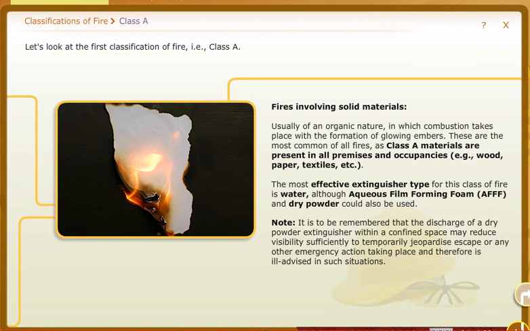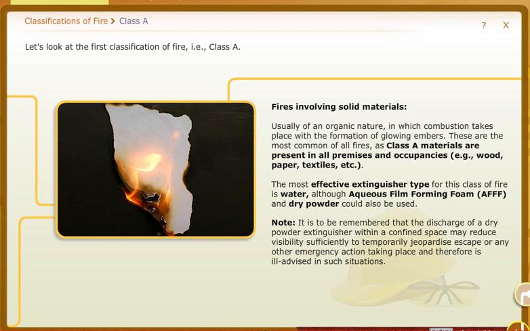Fires involving solid materials, usually of an organic nature, in which combustion takes place with the formation of glowing embers. These are the most common of all fires, as Class A materials are present in all premises and occupancies. Example, wood, paper, textiles, etc. The most effective extinguisher type for this class of fire is water, although aqueous film-forming foam or AFFF and dry powder could also be used.